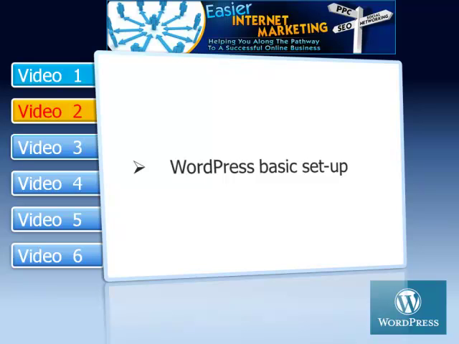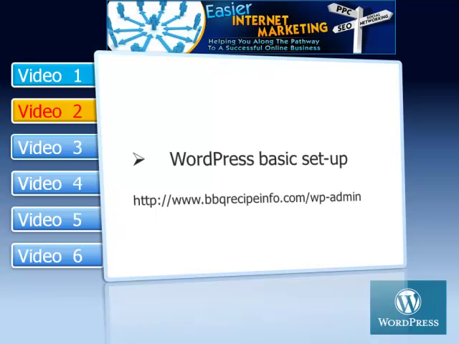Now the last section is to set up our WordPress basics. So what I need you to do is actually go into your WordPress admin site. Now to get there, you type this address into your URL. It's http:// and then you put in your domain name. Mine happens to be bbqrecipeinfo.com. Now when you type that in, /, then type in wp-admin. Now this will take you through to the administration area or dashboard of your blog. Because you have the password, only you have access to this, and this is where we can make all the necessary changes. So type this in and I'll see you at your dashboard.